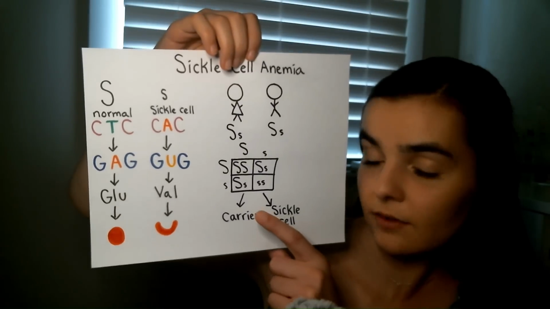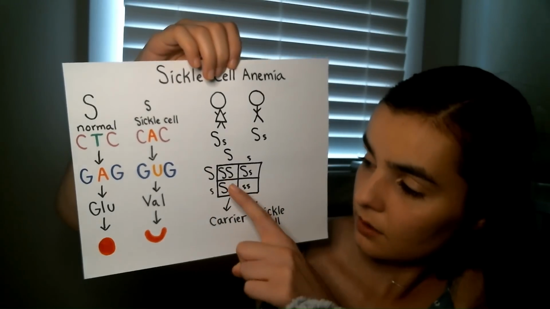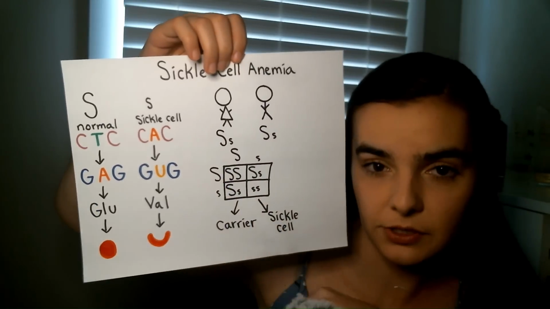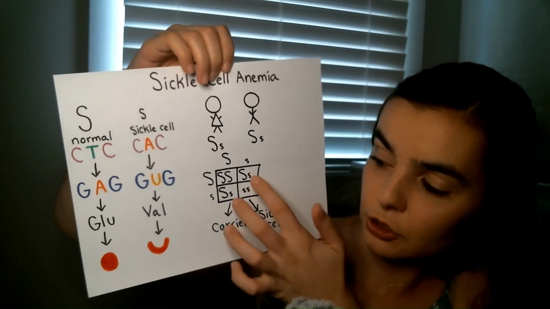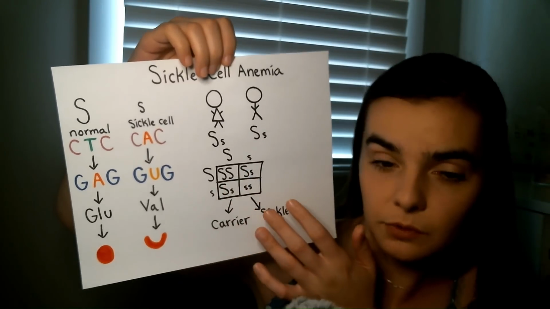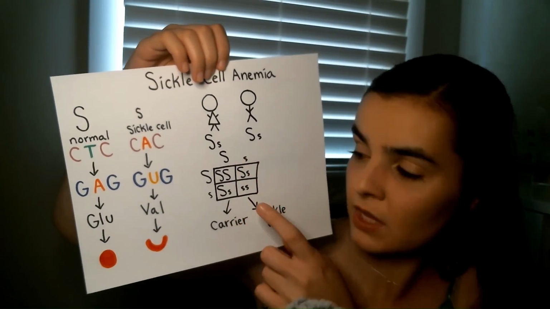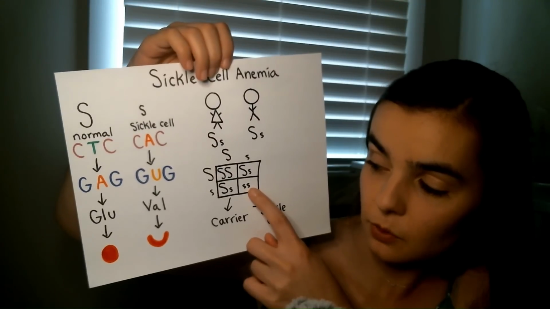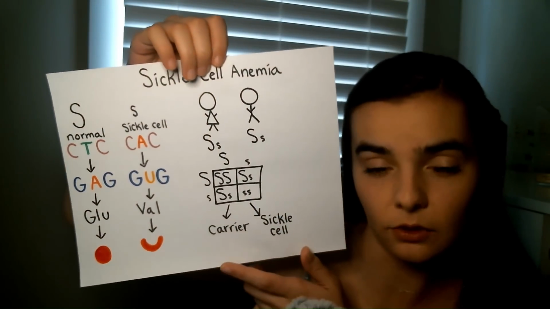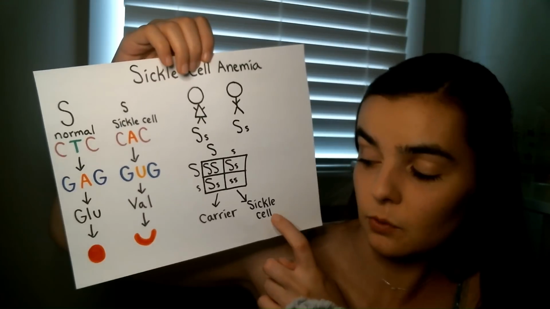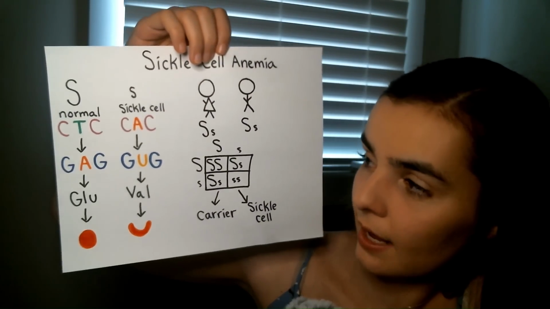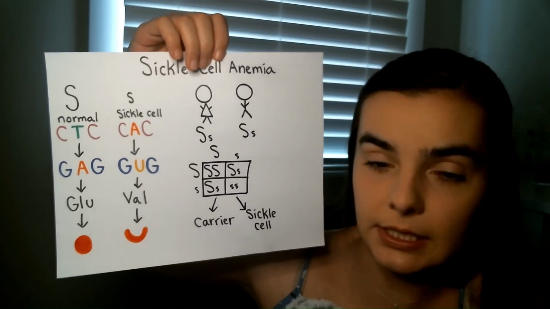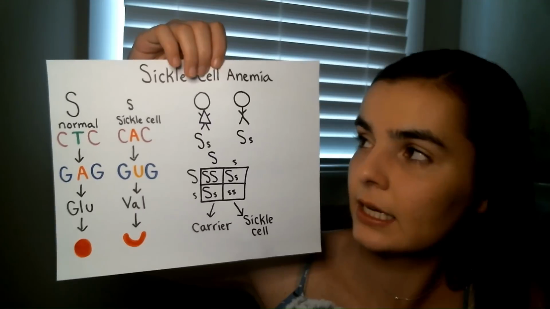And so when they have a child, 25% of their children will be completely normal, no sickle cell allele. 50% will be carriers just like them, but 25% will get the recessive allele from each parent and will have sickle cell anemia. So that is how a recessive disease is passed on.